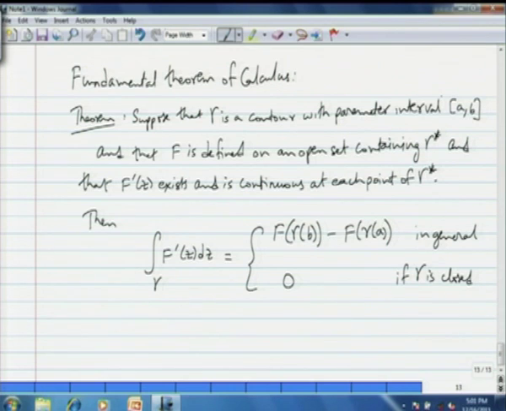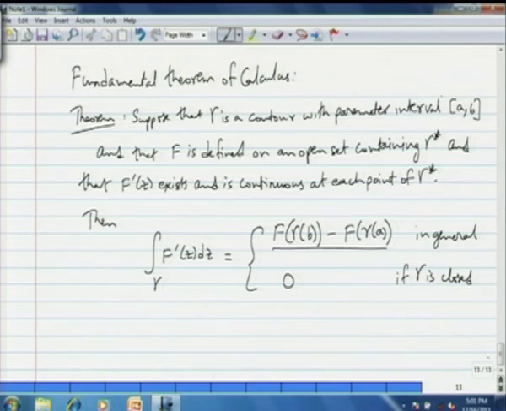Okay. So, there is no real need of bifurcation. If gamma is closed, gamma of b is equal to gamma of a. So, that subtraction is automatically 0. Okay. So, this is the fundamental theorem of calculus in this context, and we will see a proof of this.